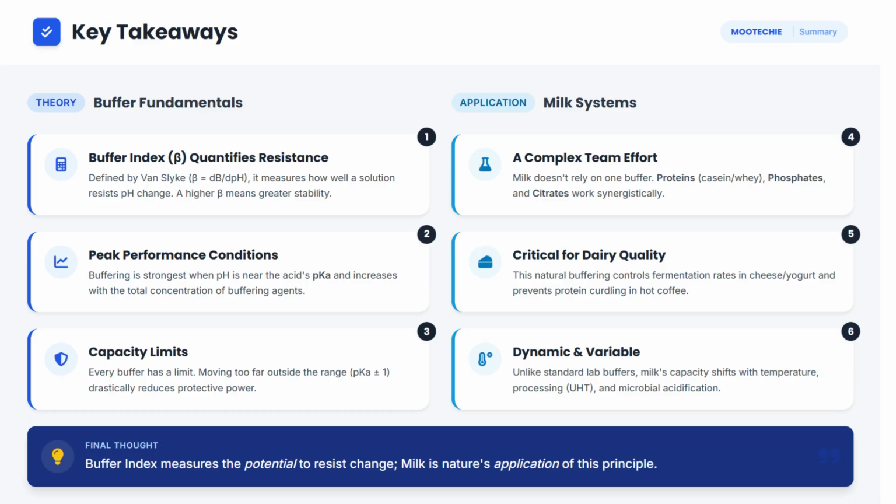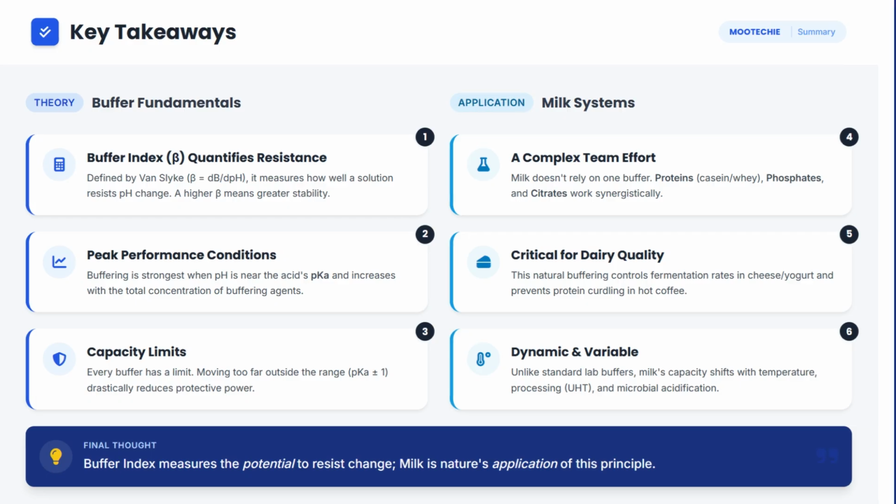In application to milk systems, we see it's a complex team effort. Milk doesn't rely on one buffer. Proteins, phosphates, and citrates work synergistically. This natural buffering is critical for dairy quality, controlling fermentation rates and preventing protein curdling. And it's dynamic and variable, unlike standard lab buffers, shifting with temperature, processing, and microbial acidification. The final thought is this. Buffer index measures the potential to resist change. Milk is nature's brilliant application of this principle.